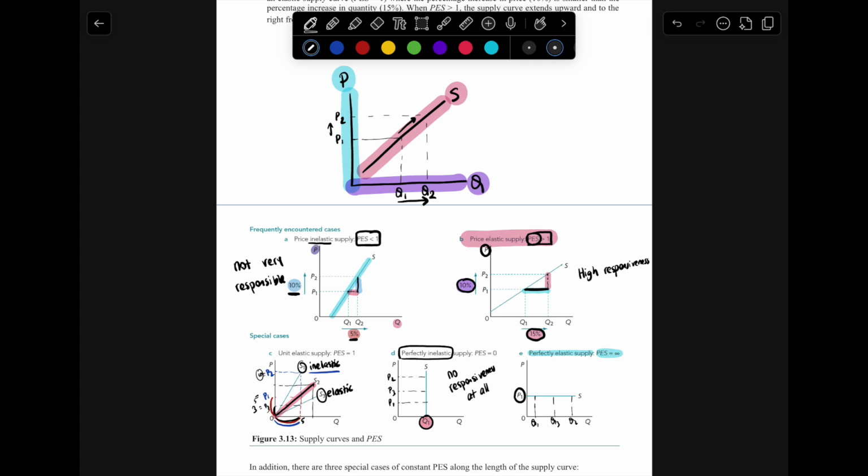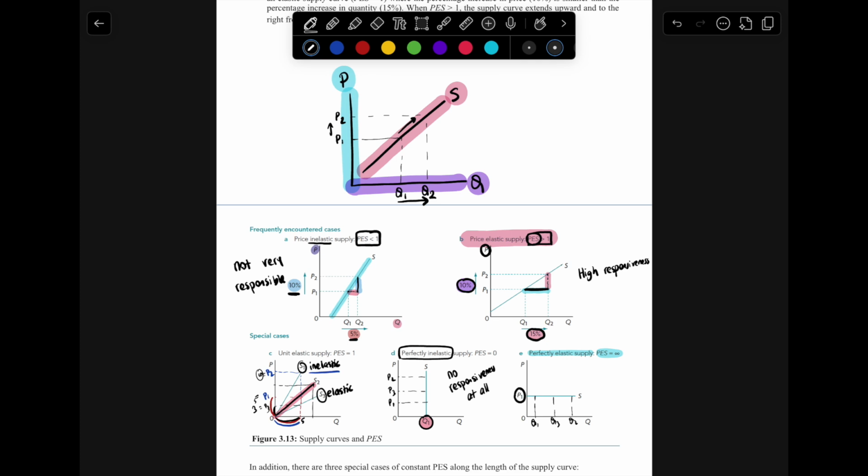Compared to this S2 graph. So elastic supply is flatter and the quantity is very sensitive. So even a very small change in price, as you can see right here, changes the quantity in a much higher manner. Let's draw it from here. It changed the quantity like this, with a very small price change. However, look at the inelastic one. The price changed in a much larger way. However, the quantity changed in a smaller way compared to the other one.